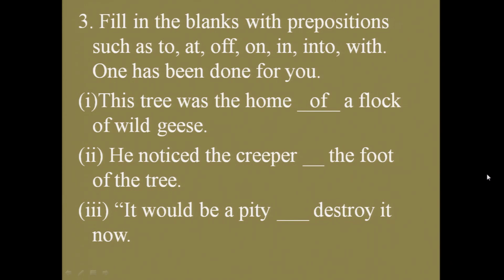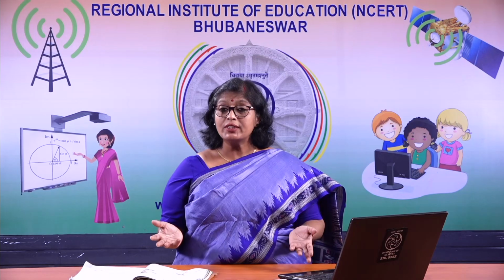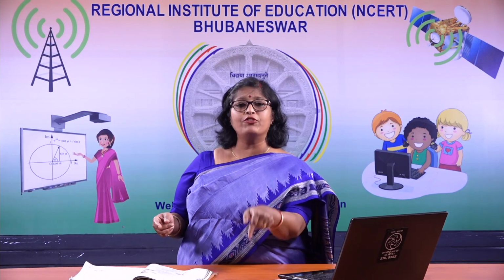He noticed the creeper. Who noticed the creeper? The wise old bird. He noticed the creeper dash the foot of the tree. Where did he notice? He noticed at the foot of the tree. So this shows the relation between the creeper and the tree.